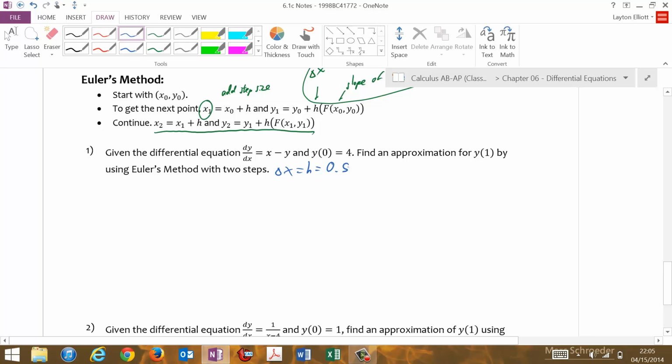So we just need to take 2 steps or 2 walks. These take a while, so we don't want to do too much, but you'll see some examples that have these in tables. You just want to make sure you get them right every time. Okay, so my initial point, I have 0, 4, and here's one of the ways that we see this.